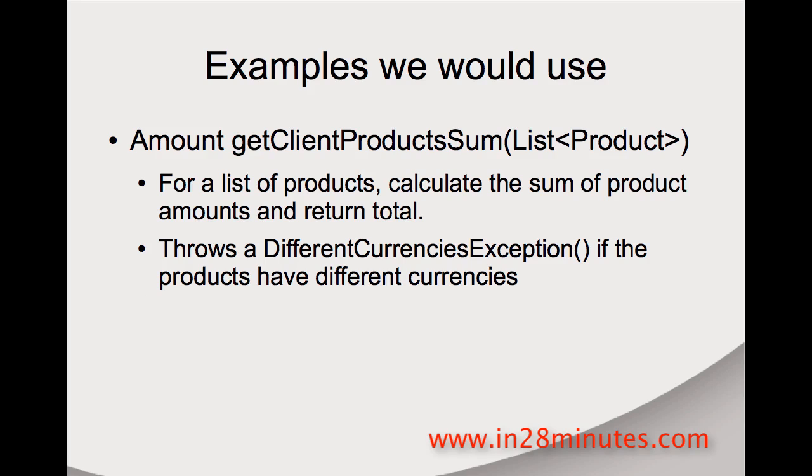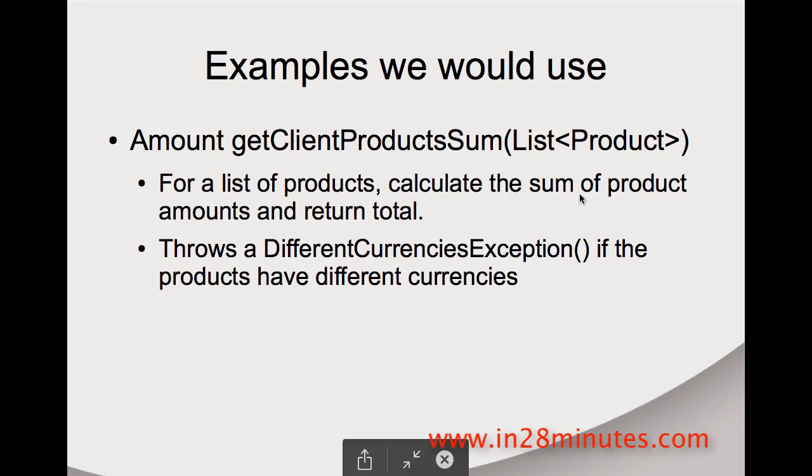If you look at this example, we have a get client products sum. It is a method which takes a list of products as input and calculates the sum of product amounts. You get a list of products, calculate the sum of them and return the total. The important thing is it throws a different currencies exception if the products have different currencies. The product has a field called currency, where you can have a US dollar or a euro or an Indian rupee, something of that kind.